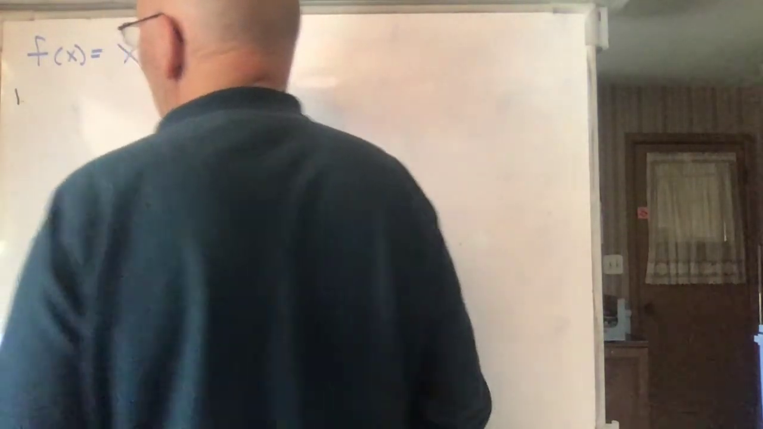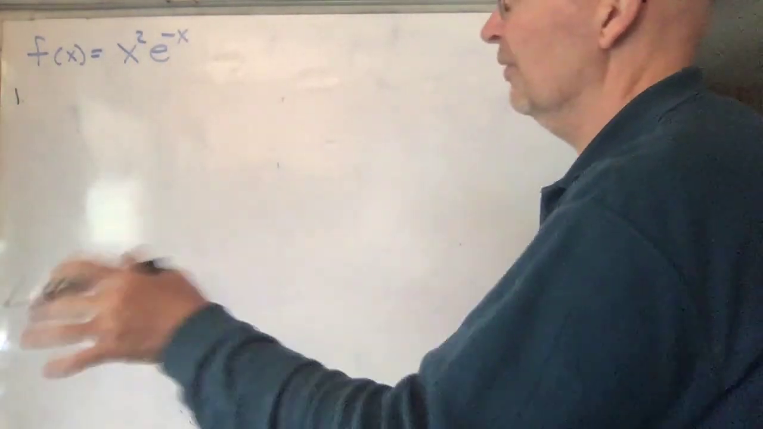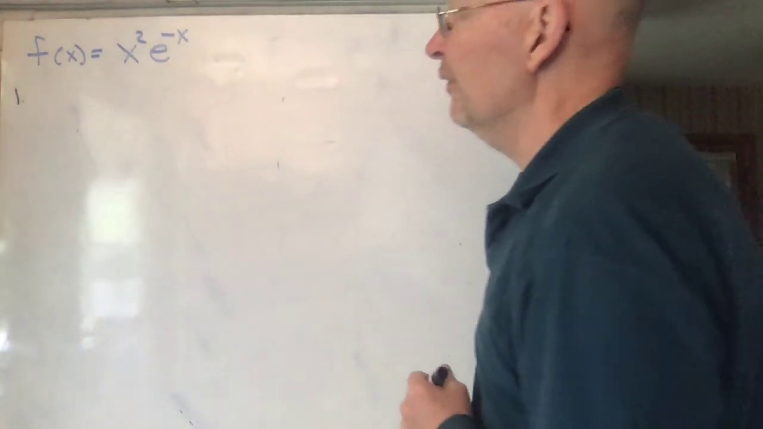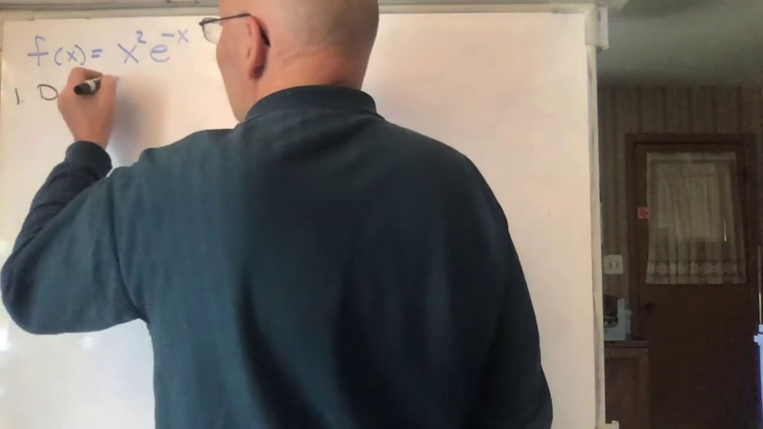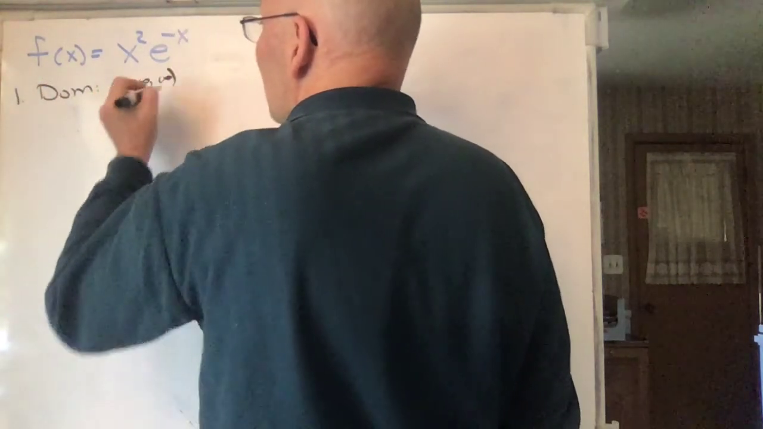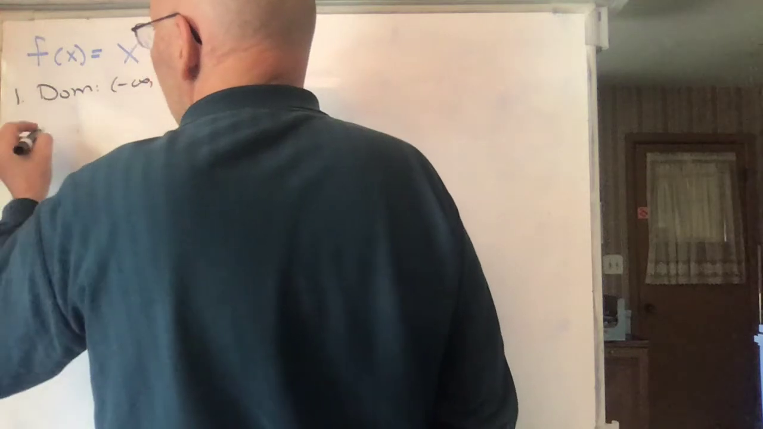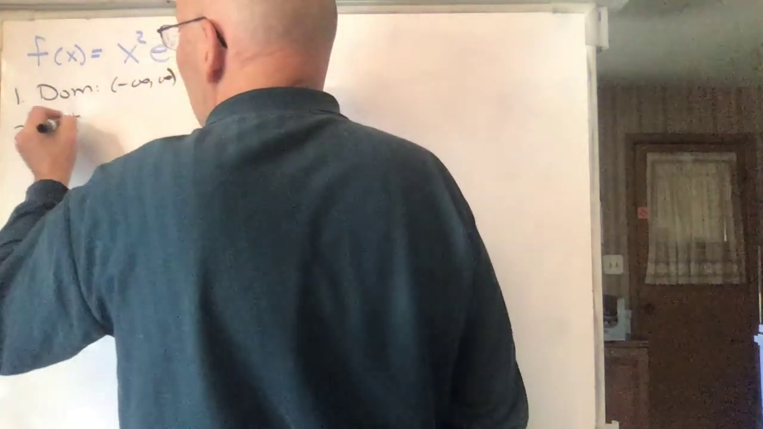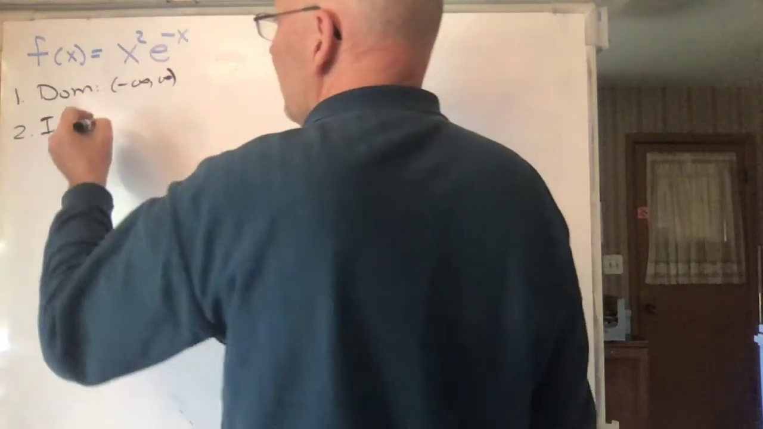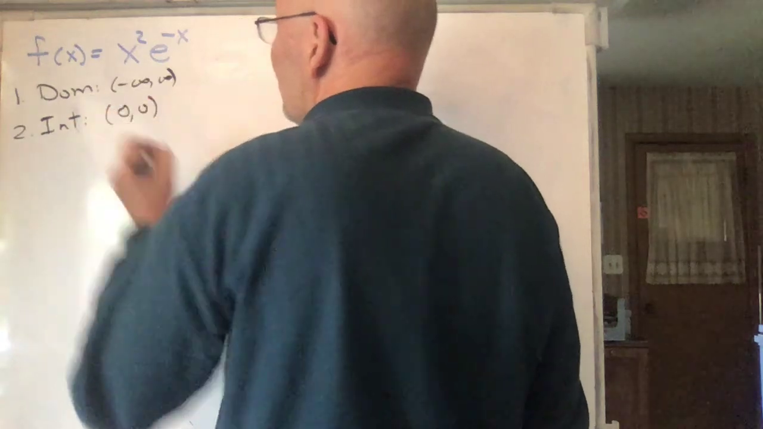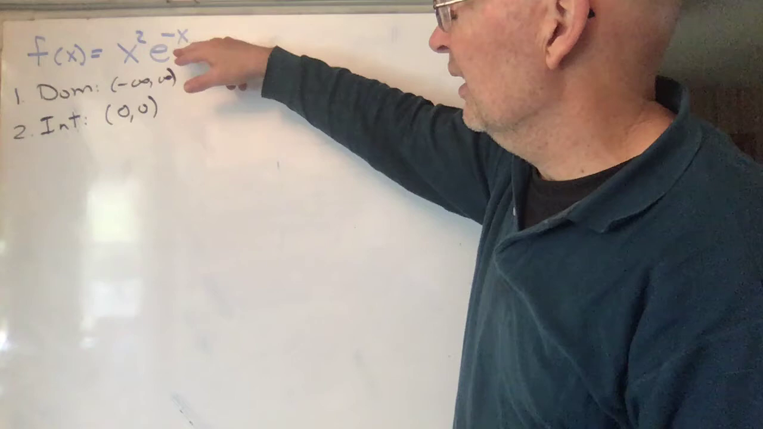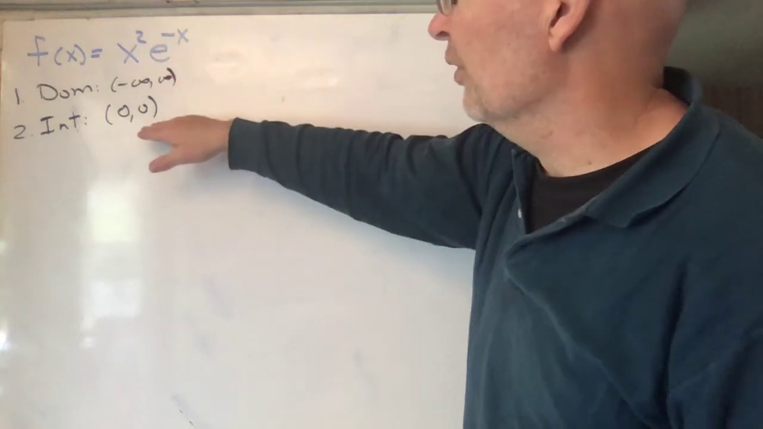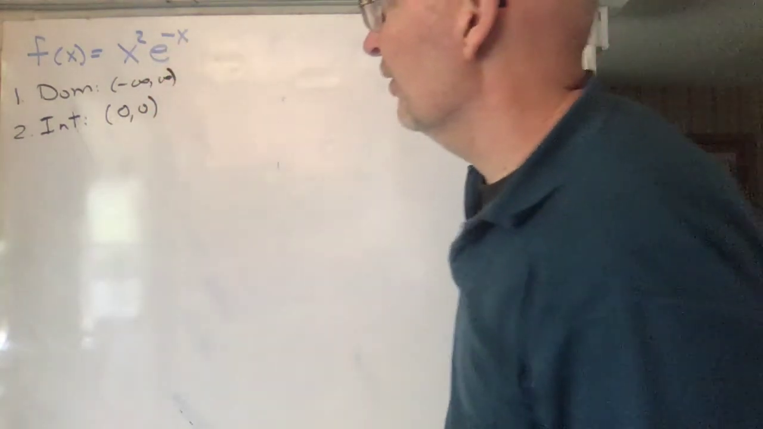And again, go ahead and pause the video and see if you can do this on your own. The domain is everything. Intercepts. There's just one intercept at (0, 0), because that's the only place where the function is equal to 0, and when you stick in 0 for x, you get 0.